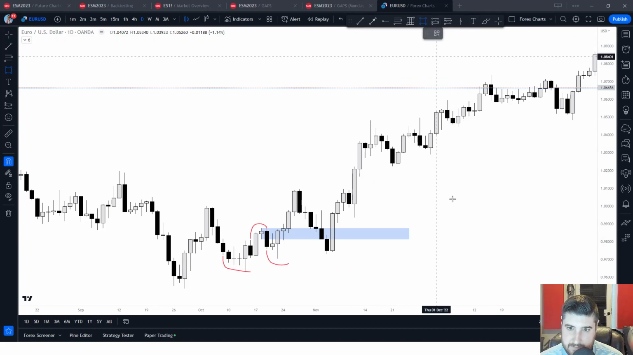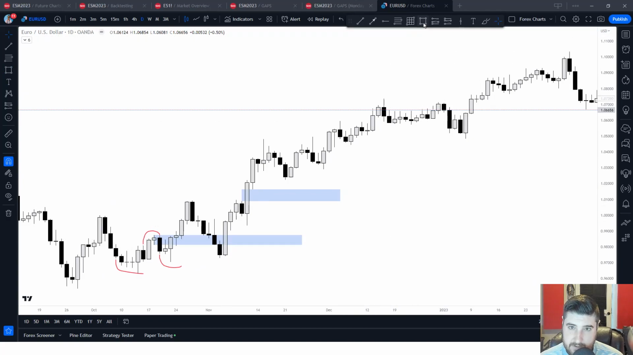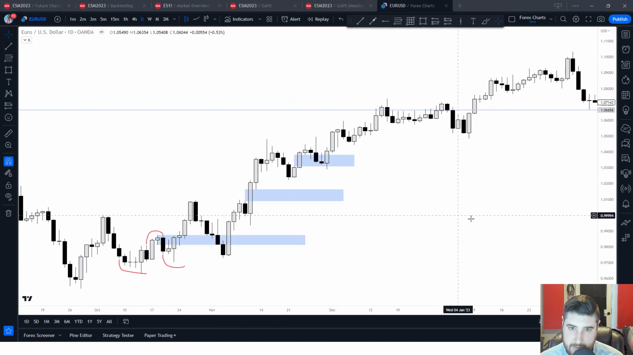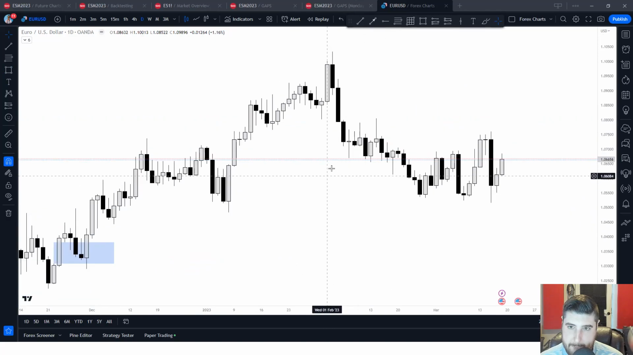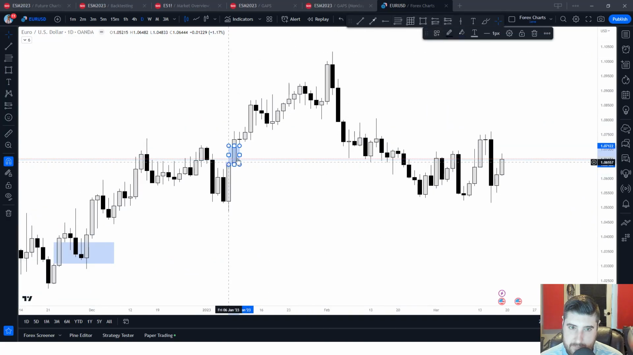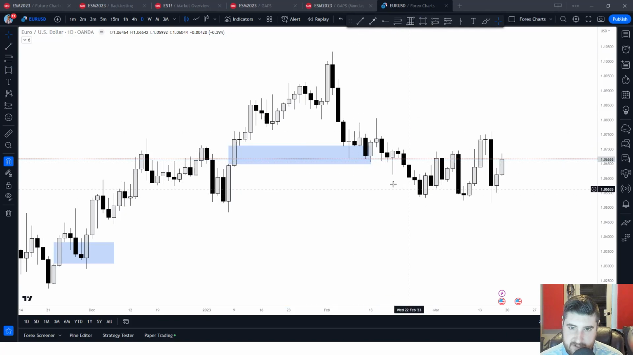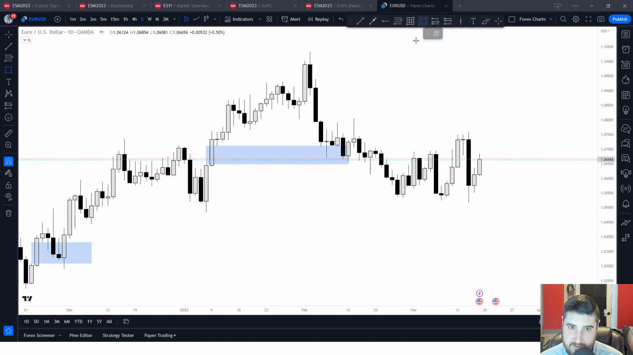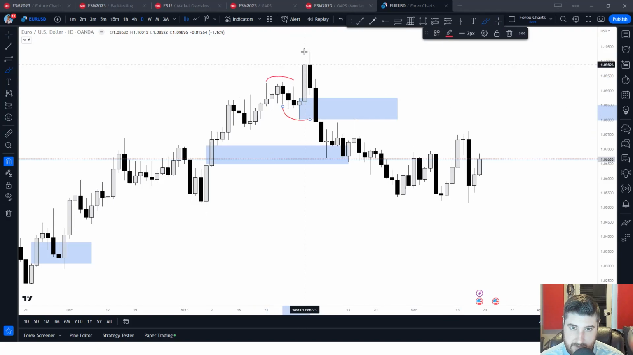Fair value gaps. Never got an entry. Entry. Entry, but took us out. So if you look, we had the mitigation block, or the breaker block, sorry. High, low, higher high, broke through it, price came back, boom, and we went down.